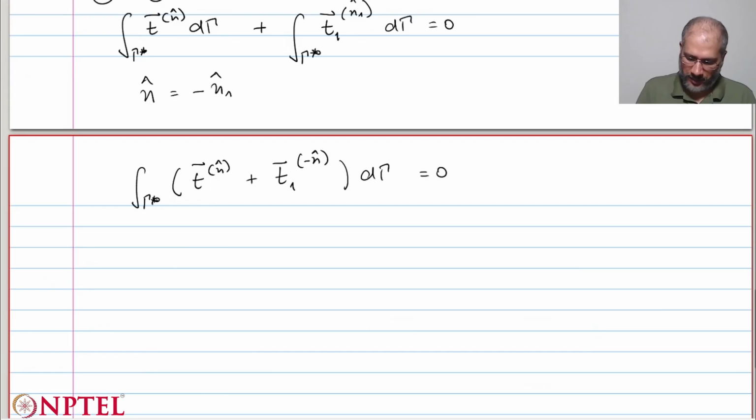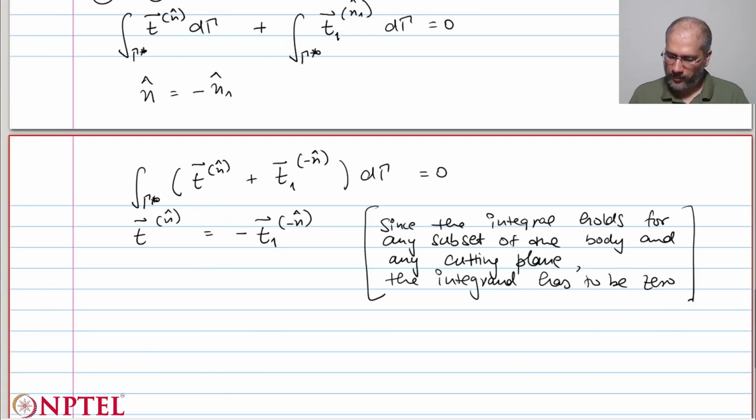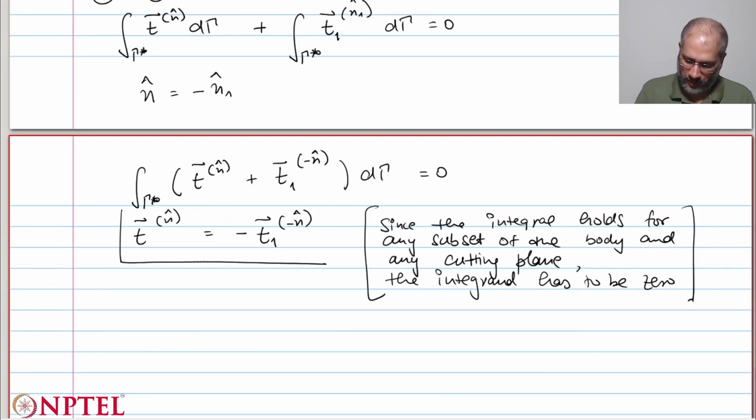So we can write that T n hat is the negative of T1 minus n hat. As we said, since the integral holds for any subset of the body and actually any cutting plane as well, the integrand has to be identically 0. So we get this condition here.